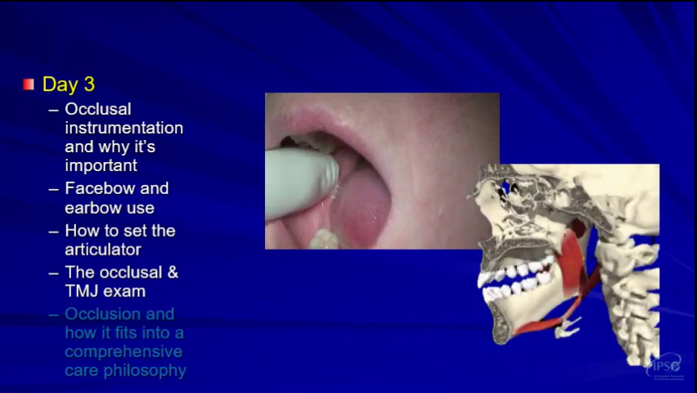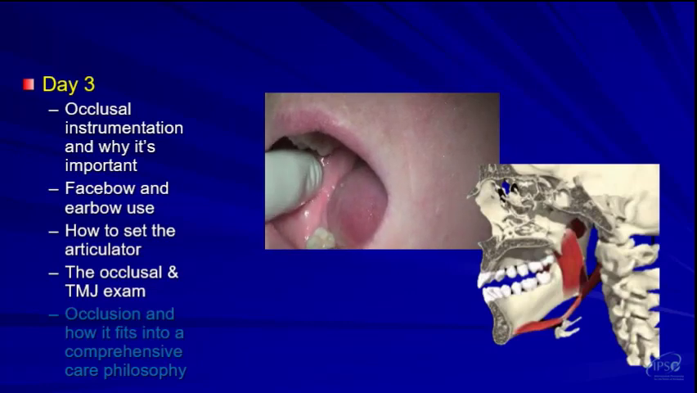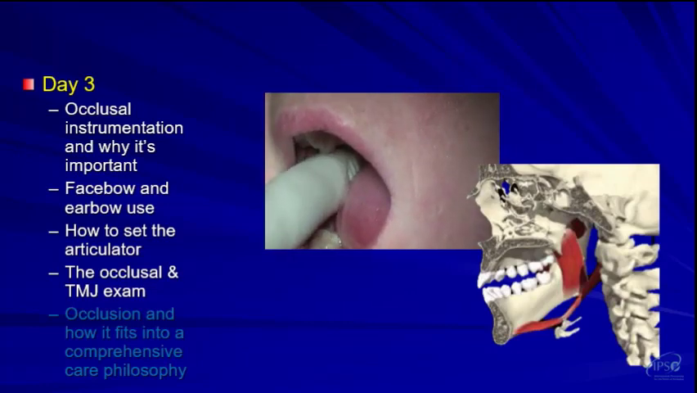If you're going to diagnose and treat occlusion and TMD problems, you'll need to know how to collect the data. We'll show you how to complete a comprehensive occlusion and TMJ exam and how to properly and effectively document it, and how to utilize that data in your diagnosis and treatment planning.